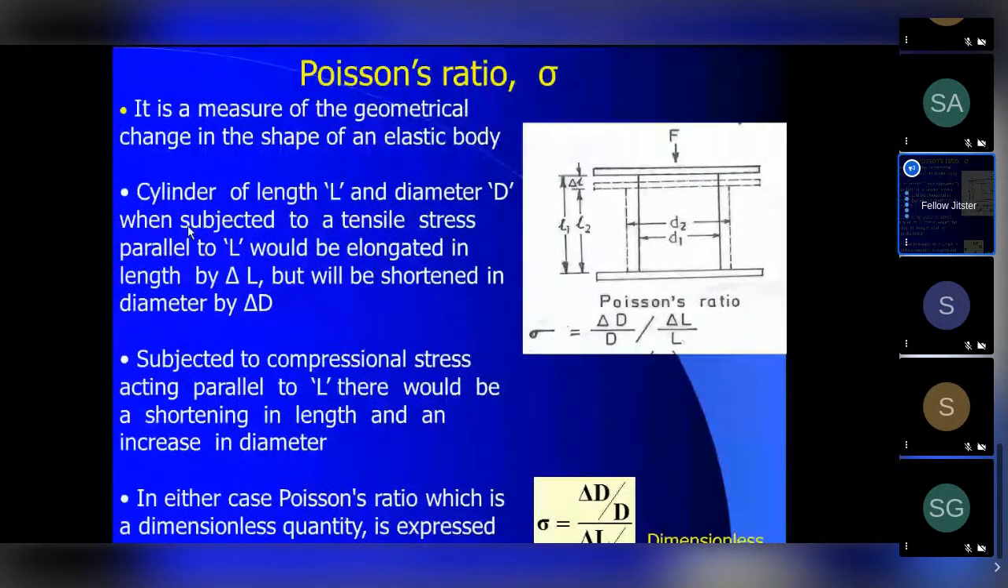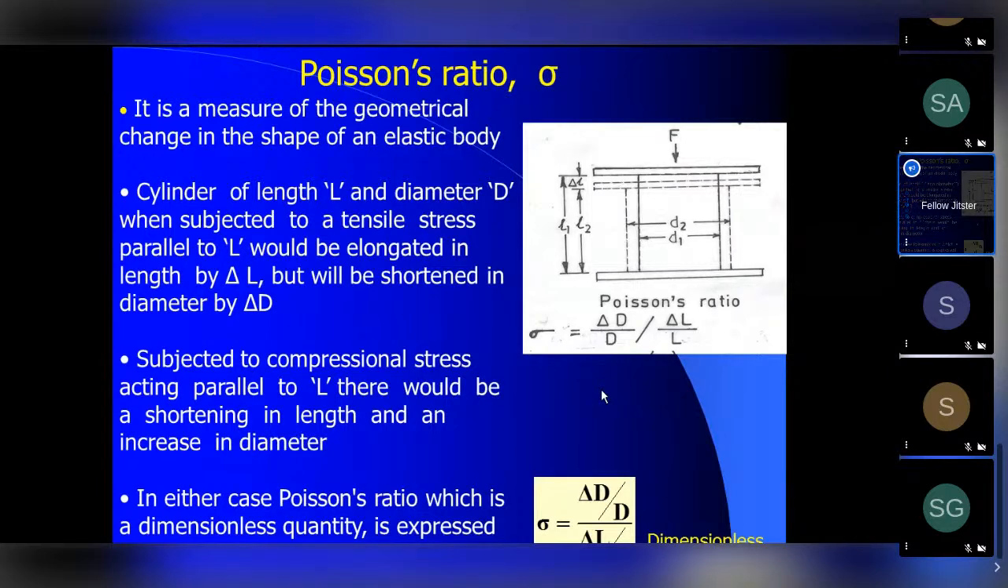You remember that. Cylinder of length L and diameter, as explained on the right hand side, subject to a compressional state. In either case, Poisson's ratio, which is a dimensionless quantity, is delta D by D divided by delta L by L. Now, Poisson's ratio is unlike the other three elastic constants, that is the shear, the K values or the E values, which are in dynes or newtons per meter square. In this case, it is a dimensionless quantity, because on the top you have length, and at the bottom you have length, both get cancelled. So the Poisson's ratio, which is sigma, is a dimensionless quantity, and the sigma is very, very important.